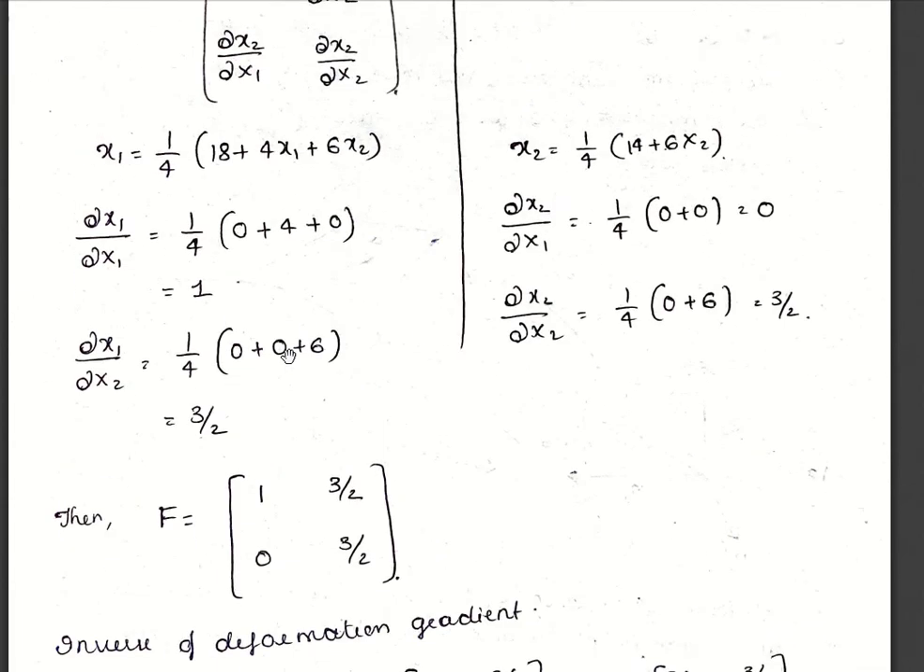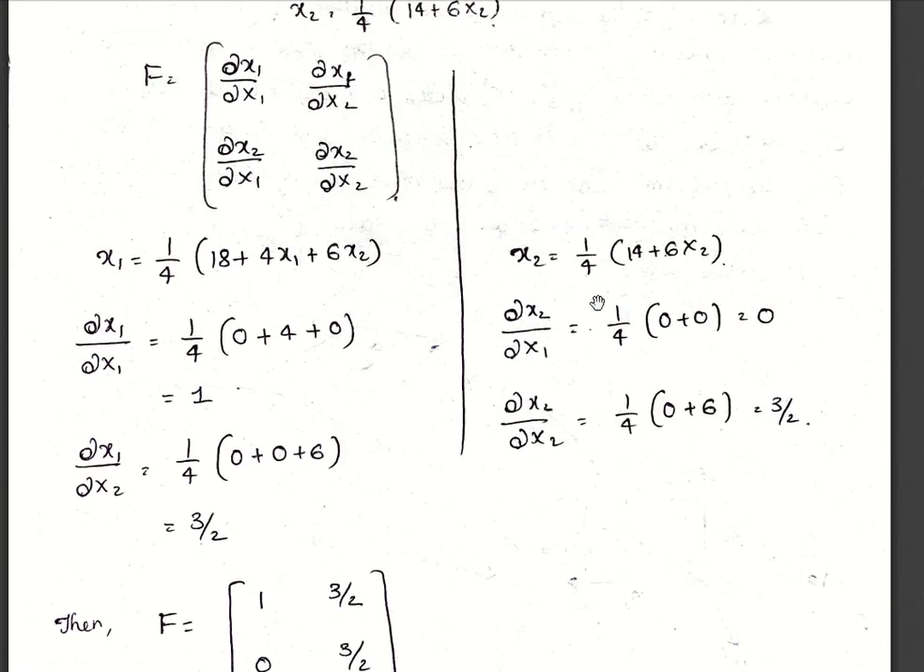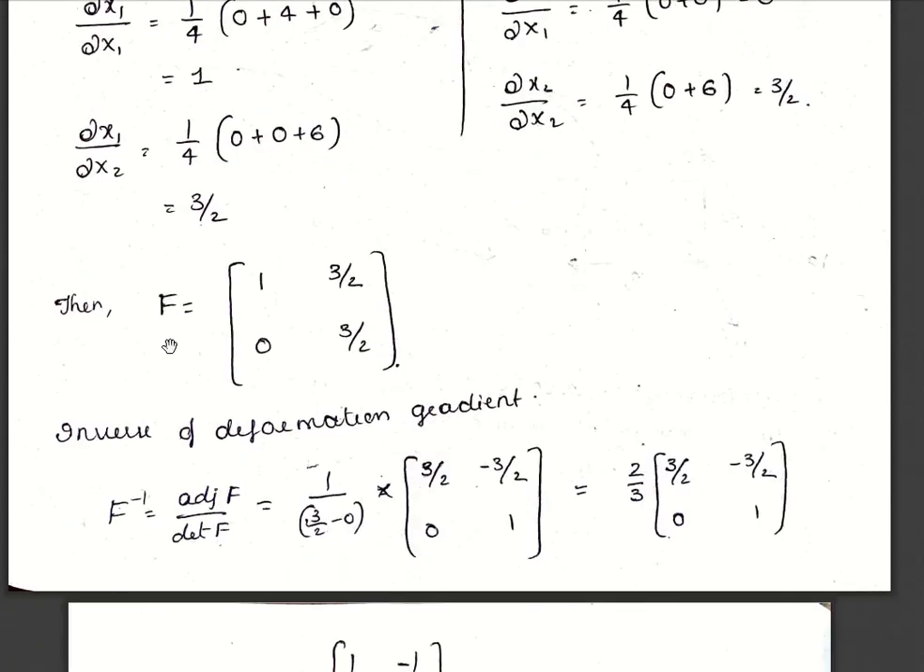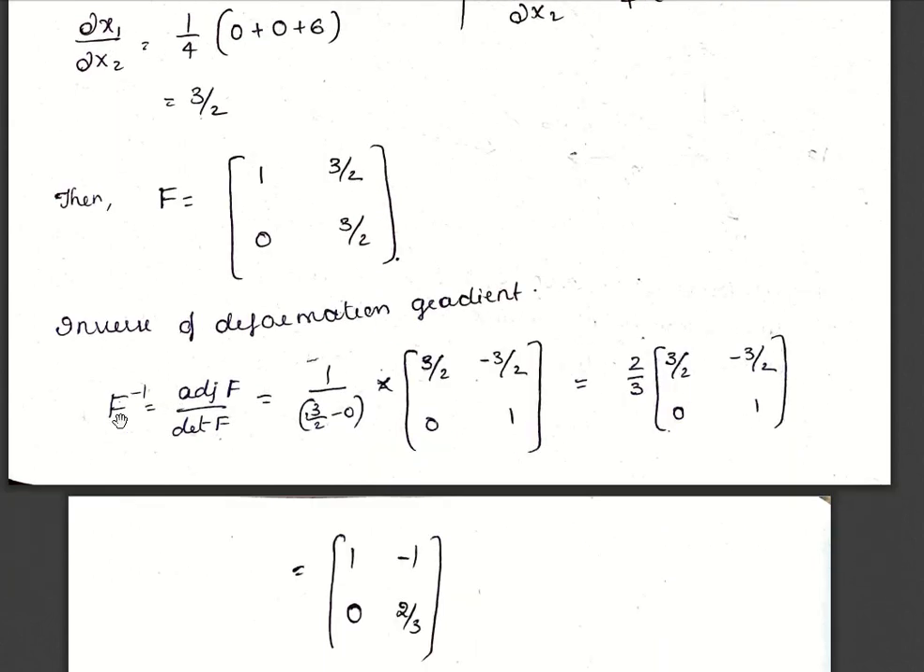Similarly, x2 can also be expressed in partial differentiation in terms of this. In the same manner we are applying it with respect to x1 and with respect to x2. So we have this equation, this matrix. The deformation gradient is now expressed in a matrix, so we can find the inverse of the deformation gradient.